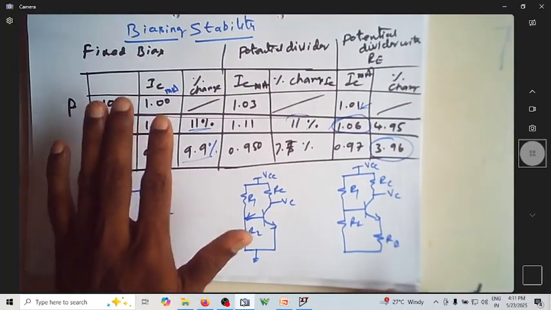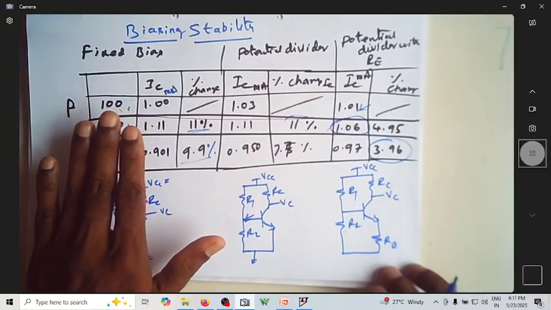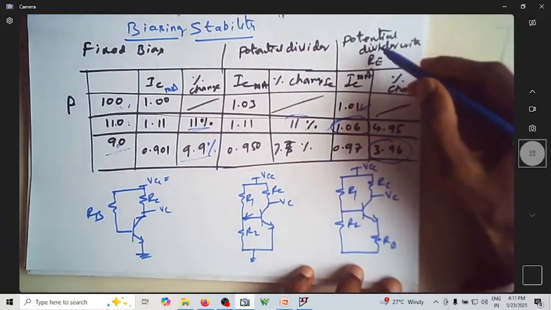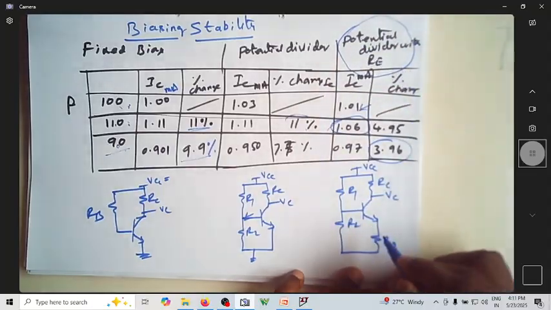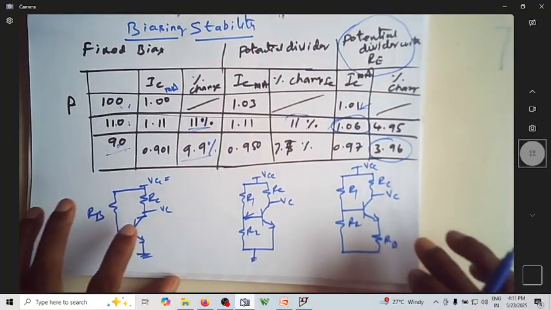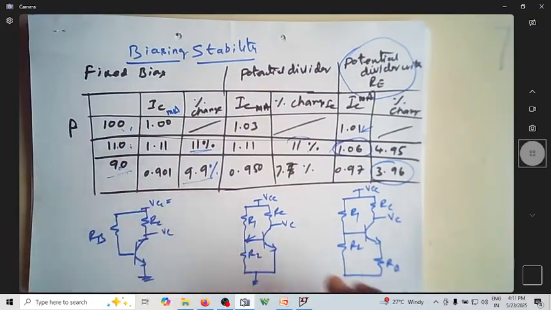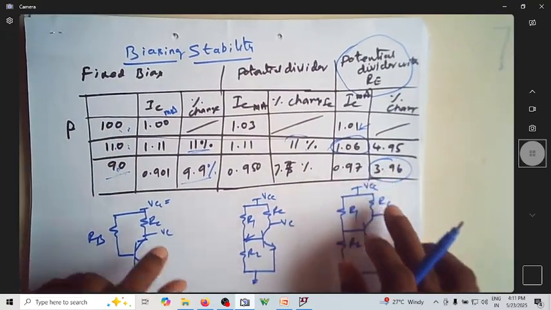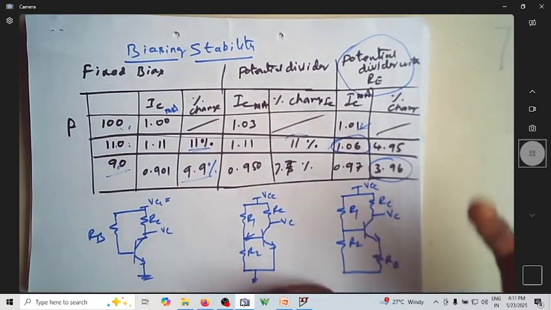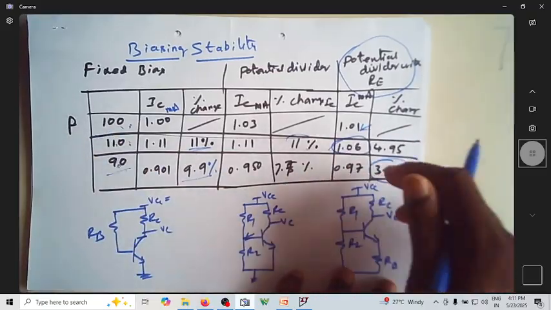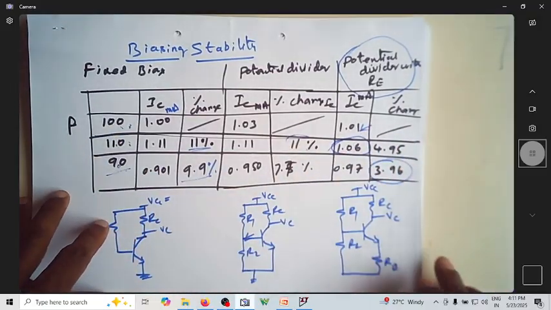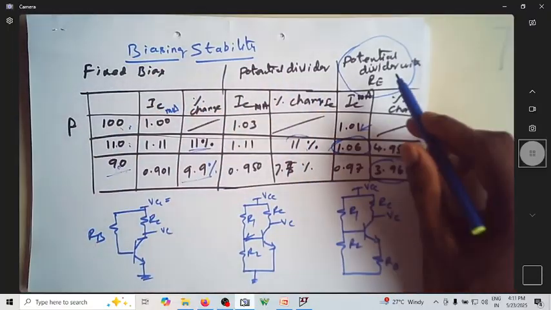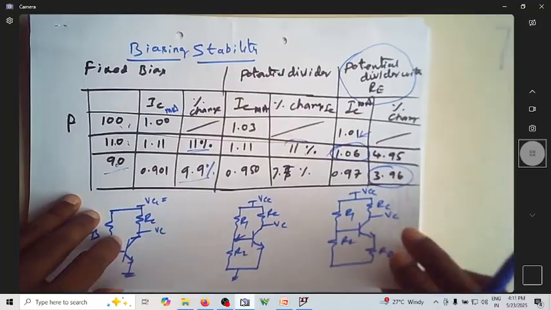So among all these biasing circuits, which are fixed bias, potential divider, and potential divider with emitter degeneration, the potential divider with emitter degeneration is the best biasing circuit, having good stability over changes in the beta value. Here beta is intentionally varied, but you are still having nearly the same current. Usually we will not change it intentionally, but temperature changes can do it. If your beta changes, your IC still remains the same. So that is the analysis of biasing of a BJT circuit using potential divider and emitter degeneration resistance.